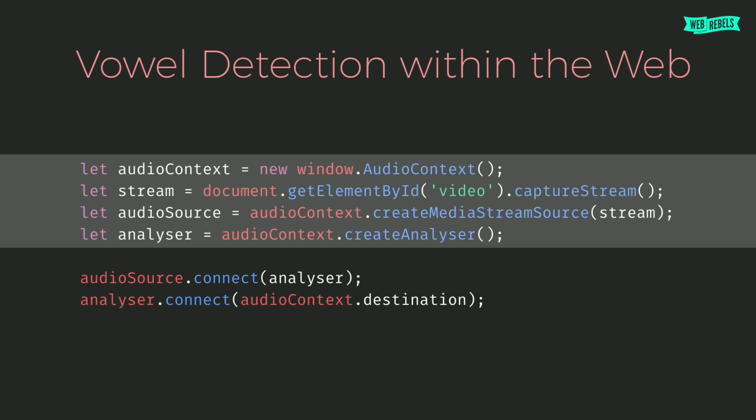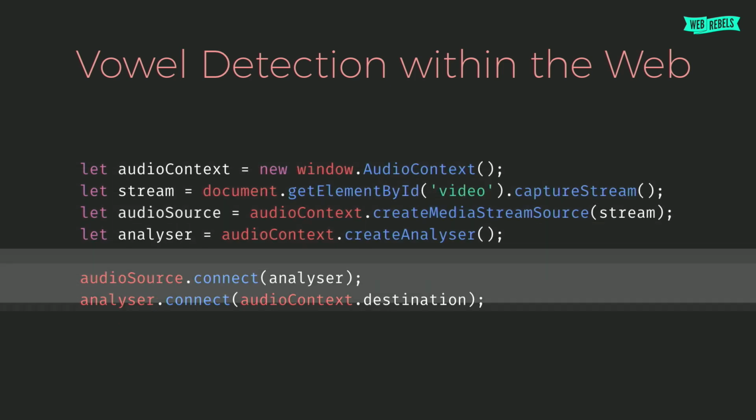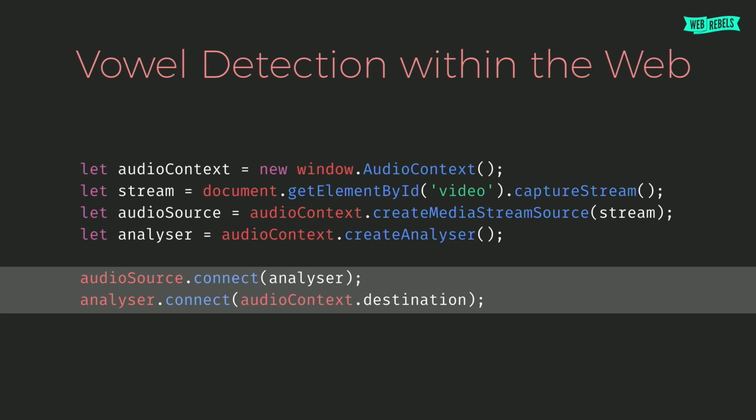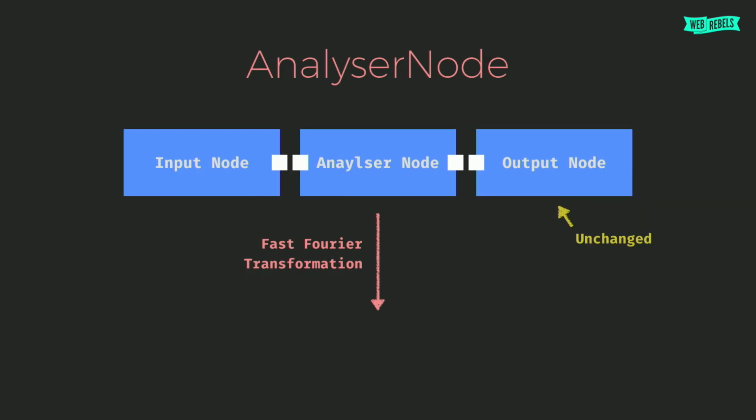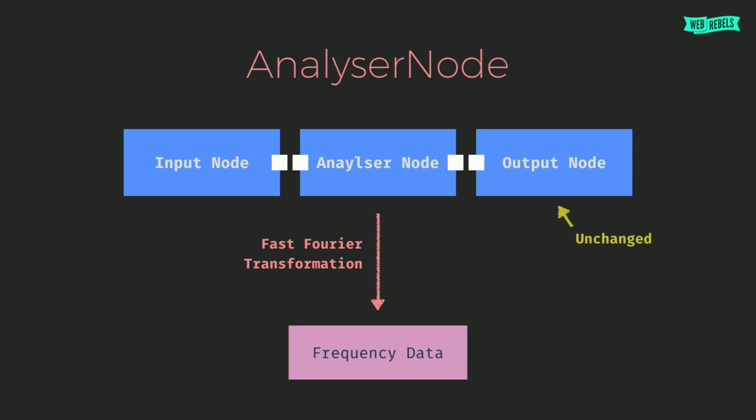In code, this could look like this. We create the audio context, the stream element, the media stream source node, and the analyzer node, before then connecting them to build a chain. The analyzer node does the Fourier transformation for us, or to be exact, it uses an algorithm called fast Fourier transformation. And this gives us the frequency data with one single function. Except for giving us the data of the frequencies, the analyzer node does nothing to the sound. It just stays unchanged from input to output.